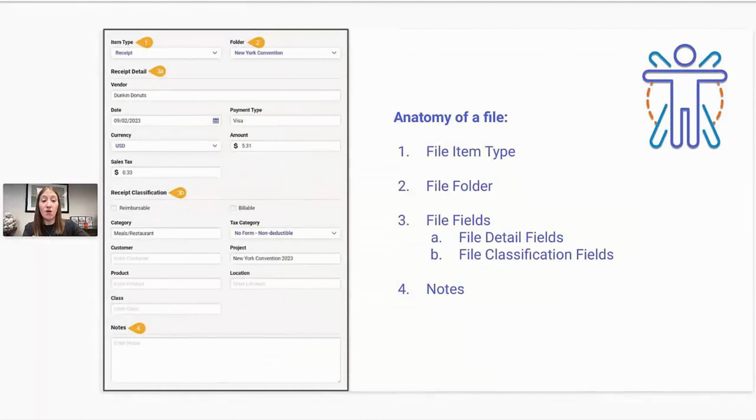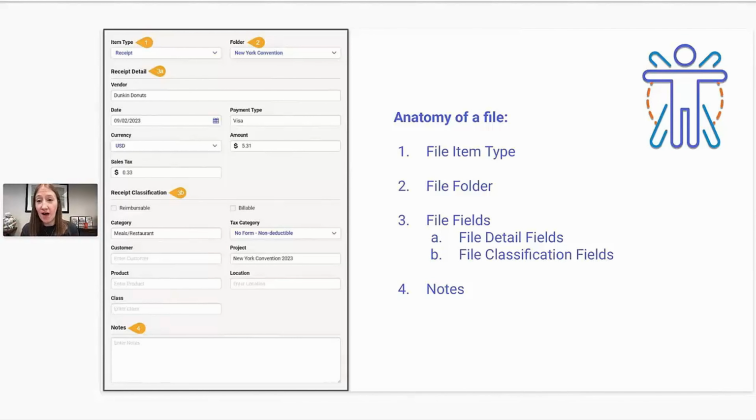So there are four parts to the data section of a file. So you have the item type, which is number one at the very top left-hand corner of the data section of a file. And there are actually 9 different file types that you can store in Neat. And each one of these item types has its own set of file fields and functions. And we're going to come back to item types in a minute. But let's move on to the next part.